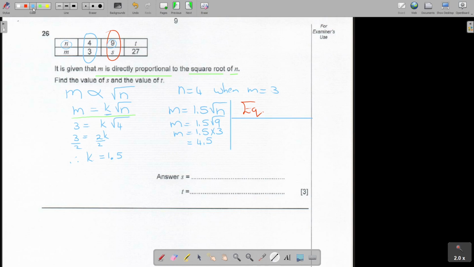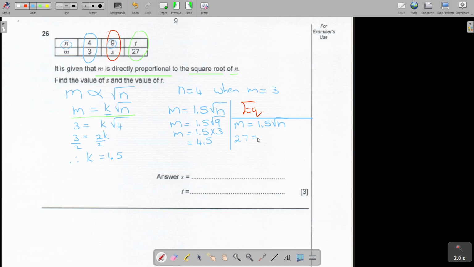Okay, so I'm doing the same. I start with the equation, but now I just check. Now they ask me for t, so you can already put t in that place. Now I'm going to do this one a bit different. What is m? m is 27.